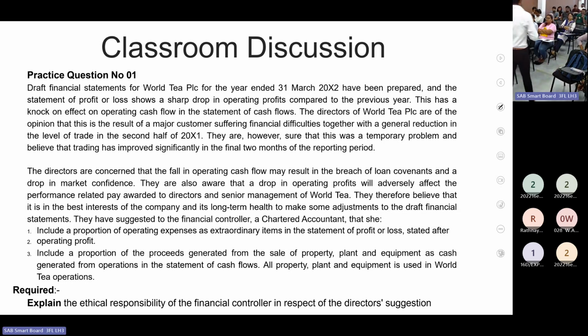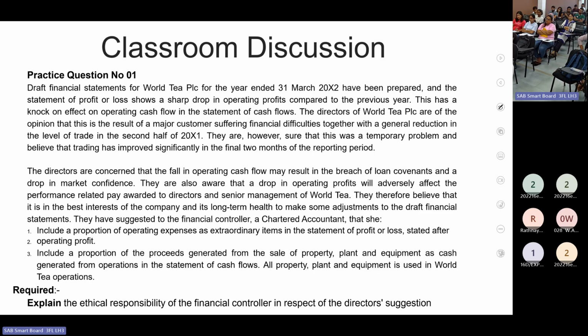Right. So as we mentioned, the first thing is we need to find out the issue. So what is the issue here? Because the trade actually declined, and also there are financial difficulties coming up because a major customer has a financial difficulty, and therefore the profit has declined. So that is the issue. You need to clearly mention the issue. The major issue is that the financial statements show a decline of profit.